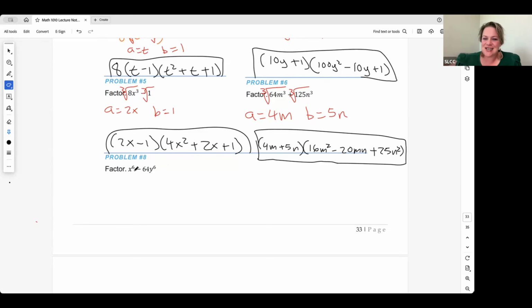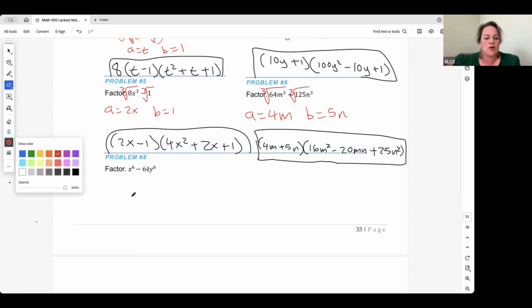X to the 6th. You can take the cube root because 6 is divisible by 3. You can also take the square root because 6 is divisible by 2. Notice how special 64 is. You can take the square root and get 8, or you could take the cube root and get 4. So what do you do? In order to factor completely, you have to take the square root and the cube root. I would suggest taking the square root first.